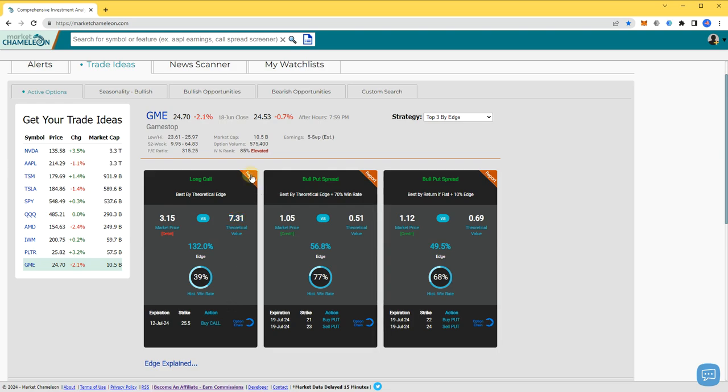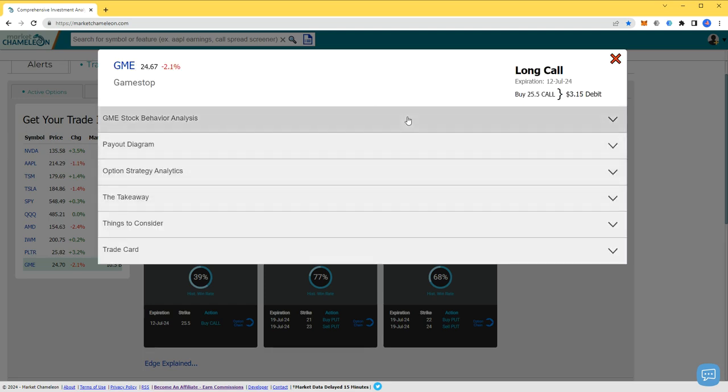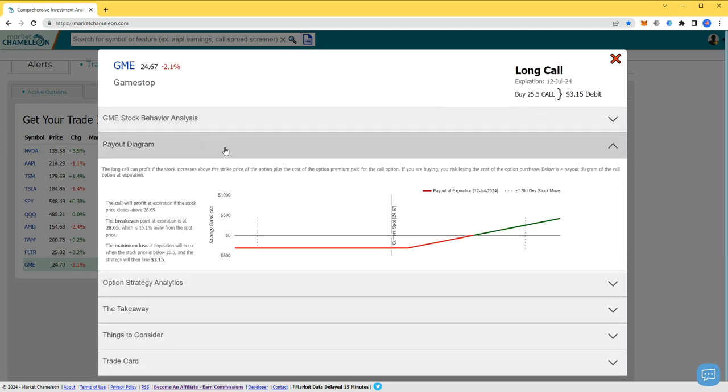And if you click on the report, it will open all those details and tell you what you can expect. Click on the payout diagram, and you need GameStop to go up by 3.15. So your break even is 25.5 plus 3.15, 28.65 is your break even right here.